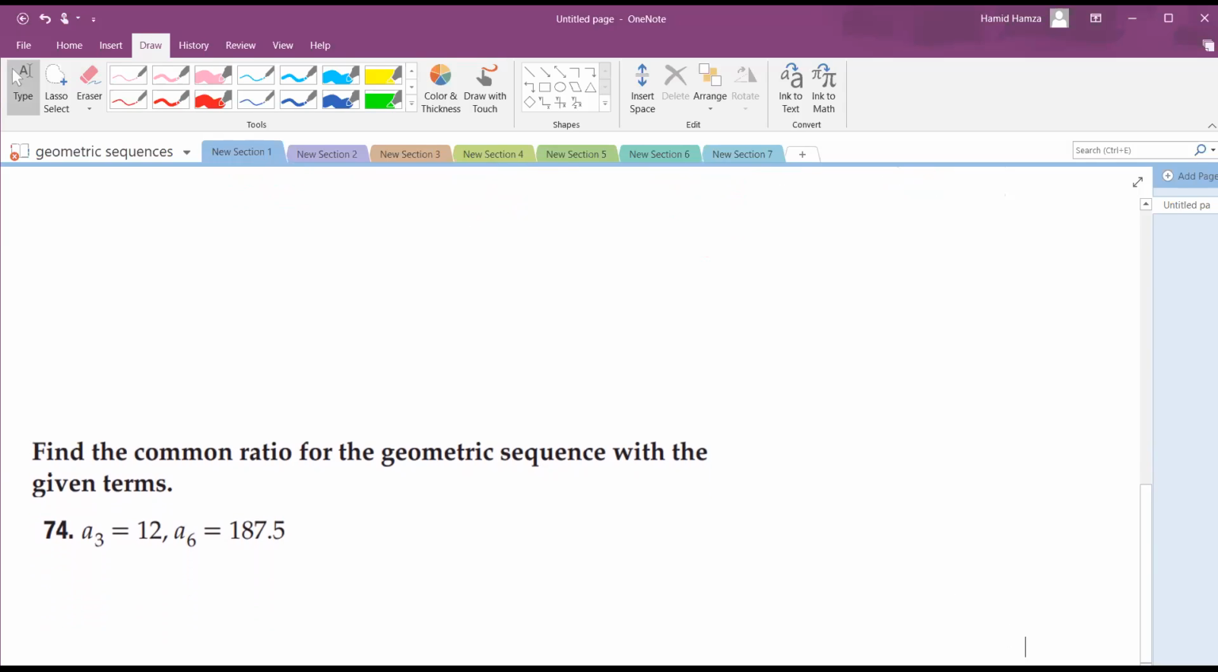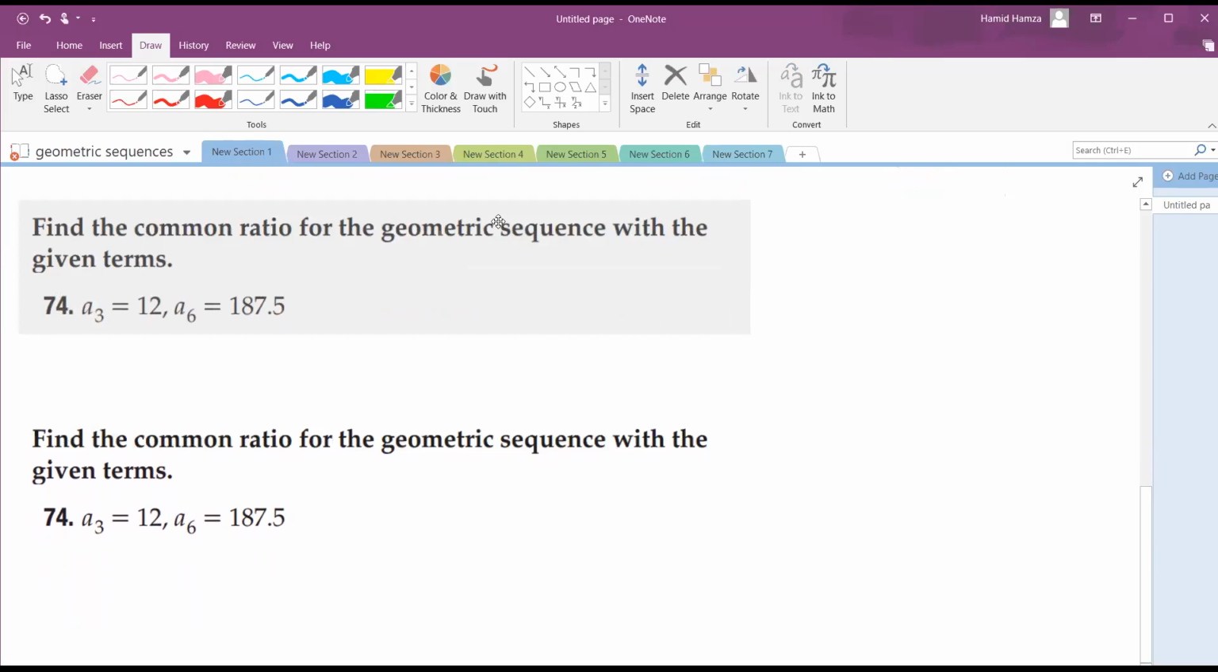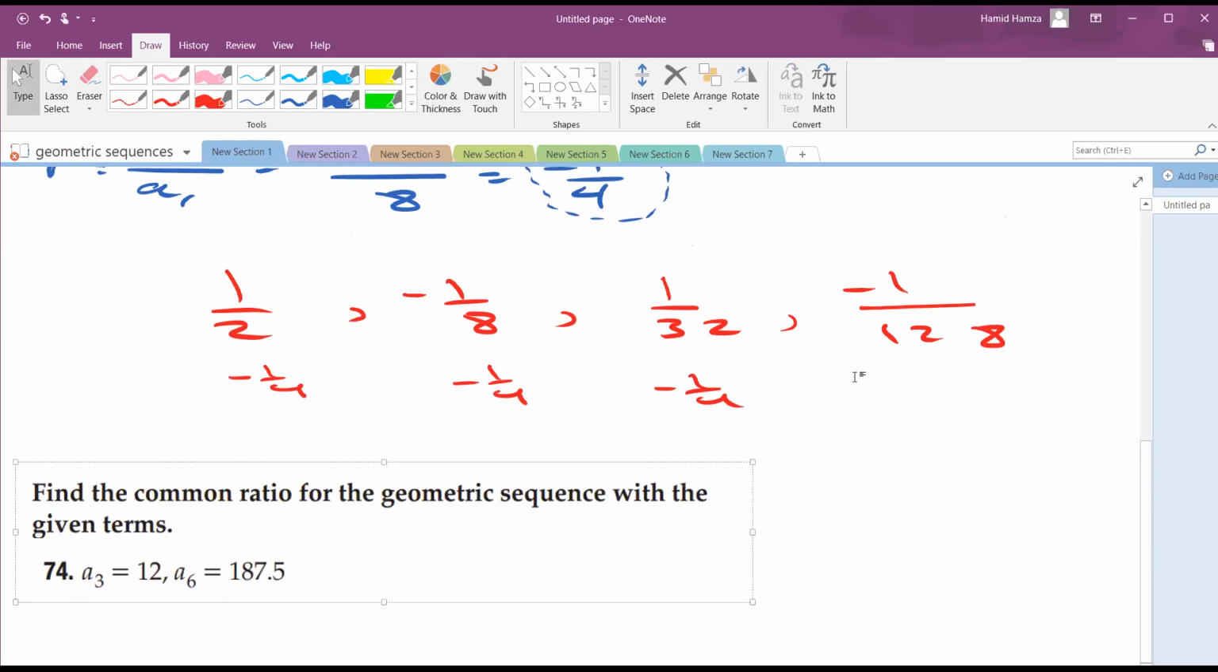Mister, I have a question. Yeah. For different sequences, are they going to tell us that this is a geometric sequence and this is an arithmetic sequence, or do we just have to figure it out? No, I think he will give you, like this one: find the common ratio for the geometric sequence. He will describe it. Okay.